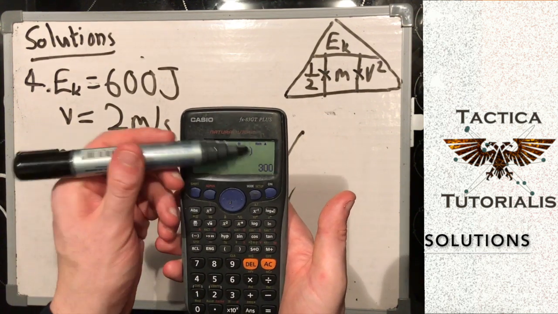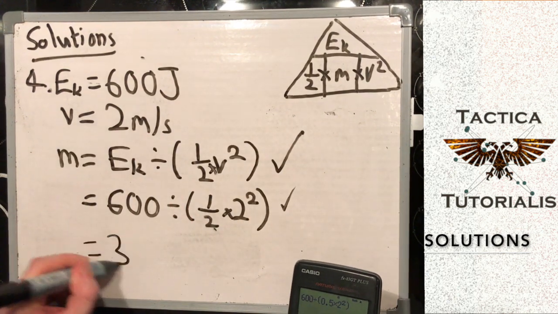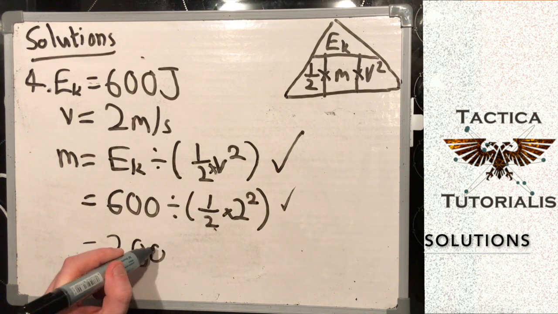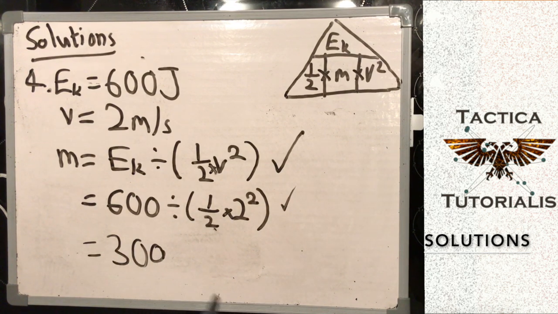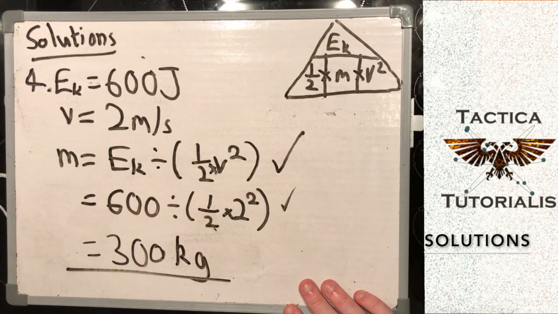300. So 2 squared is 4, times by 0.5 is 2, so 600 divided by 2 equals 300. And your unit for mass, hopefully you remember this one, you've seen it throughout the question so far, is in kilograms. So those are the 4 solutions you should have had.